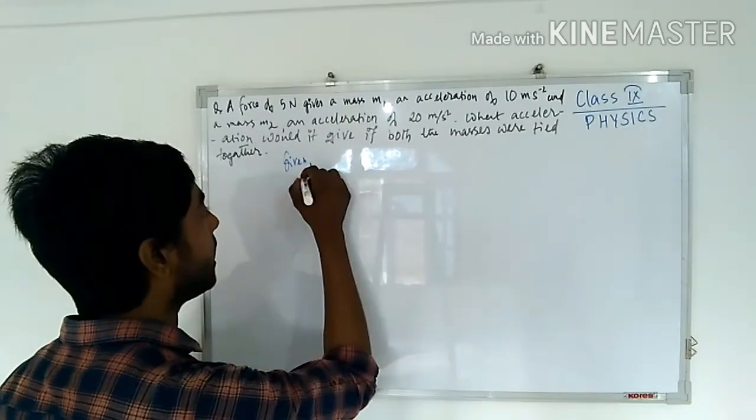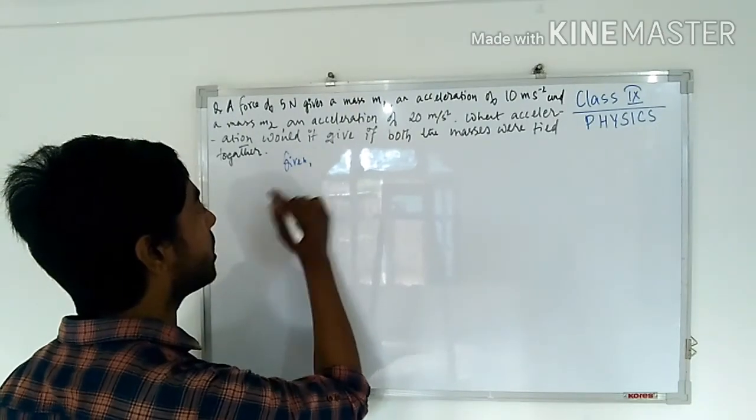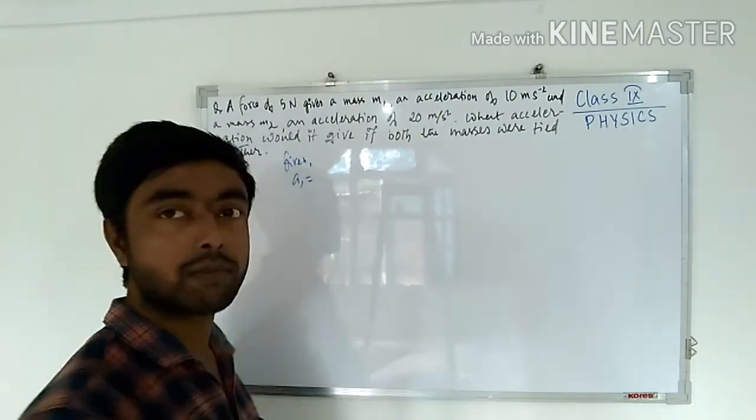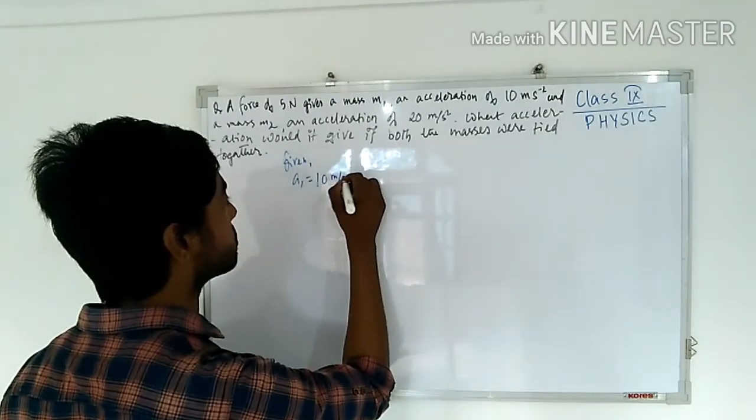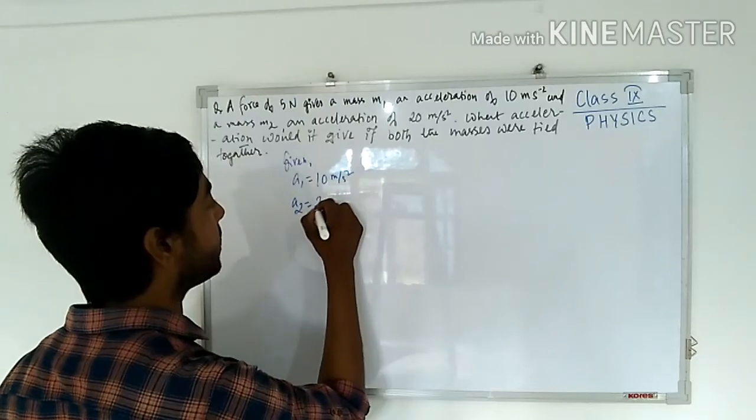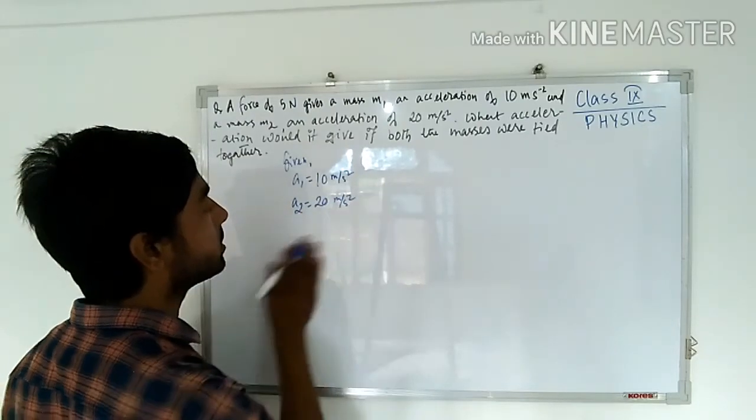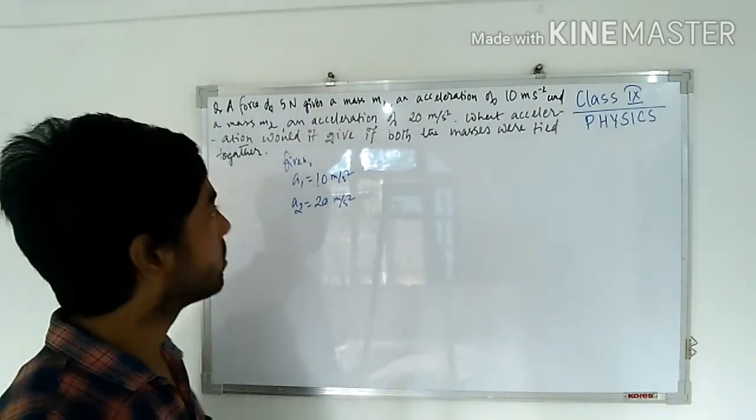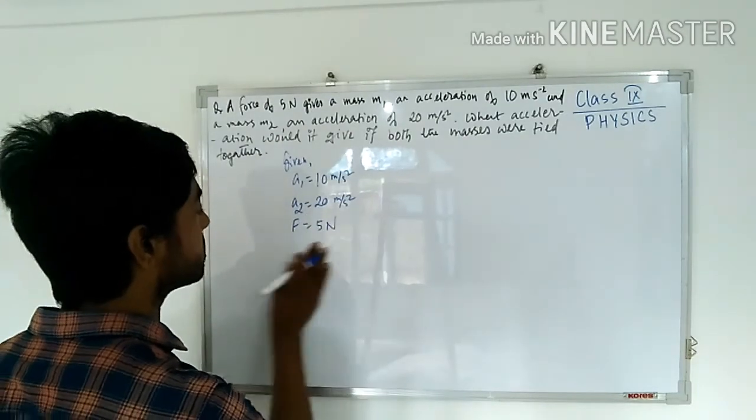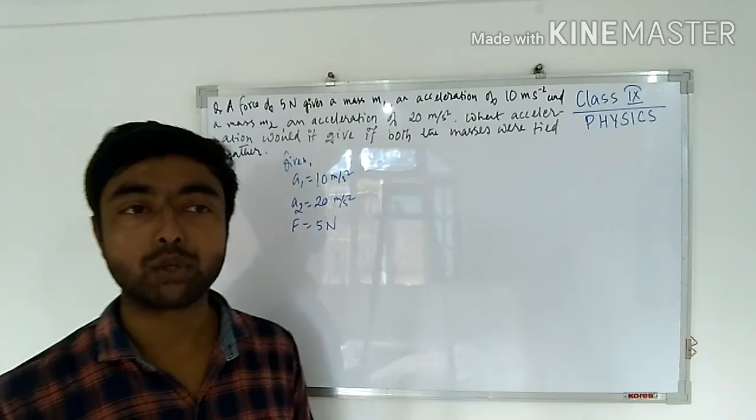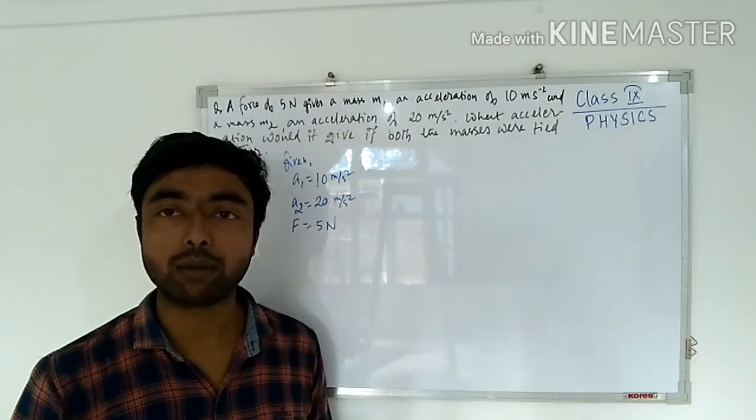Given, you see, m1 is not given. a1 is given, the acceleration of the first mass. What is it given? It is given 10 meter per second square. a2 is given 20 meter per second square. These two things are given. What else? Force is given, 5 Newton. What you have to do now is find out m1 and m2.